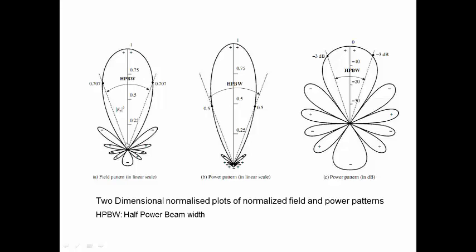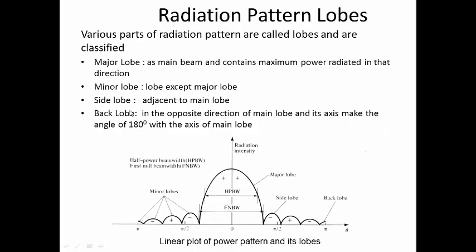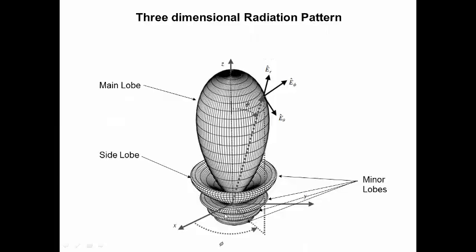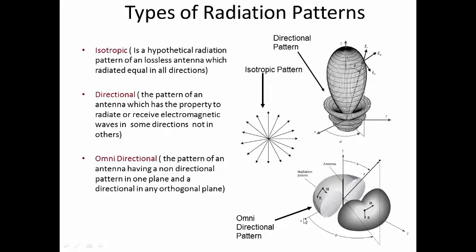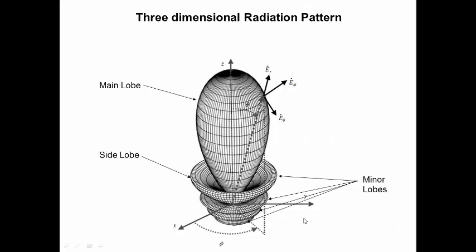For example, if you are talking about a directional antenna, then there should not be any back lobe because the maximum power is transmitted in a particular direction. So there should not be any back lobe. Now I have told you that we have four types of lobes: major lobes, minor lobes, side lobes and back lobe. This represents the three-dimensional view of a radiation pattern in which you can easily visualize how they look.